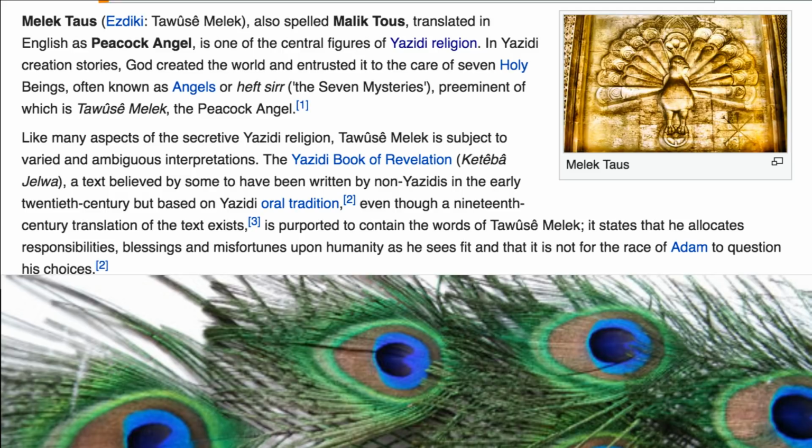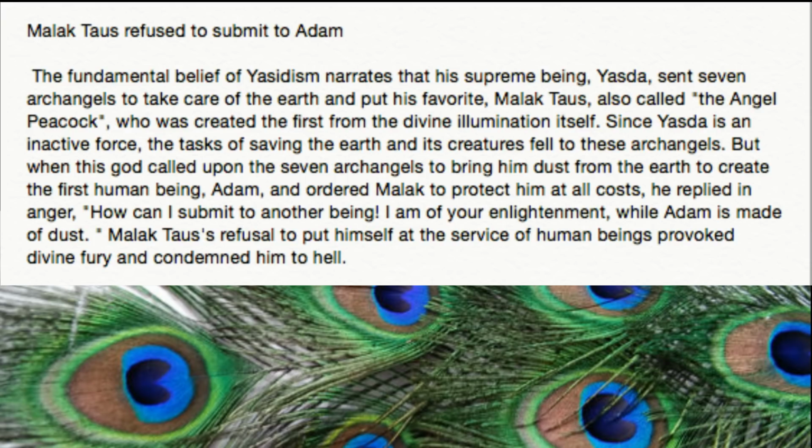And the peacock angel, right? What did Allah or God allow Shaitan or Iblis to do? To go deceive the descendants. So of course we cannot question what he is doing, because it is being allowed by the Most High. Does this make sense? Yes, it does. Taus Melek, Thoth, influencing another religion. Here we go again, peacock, another bird, continuing with the peacock. So it says here, Melek Taus refused to submit to Adam.